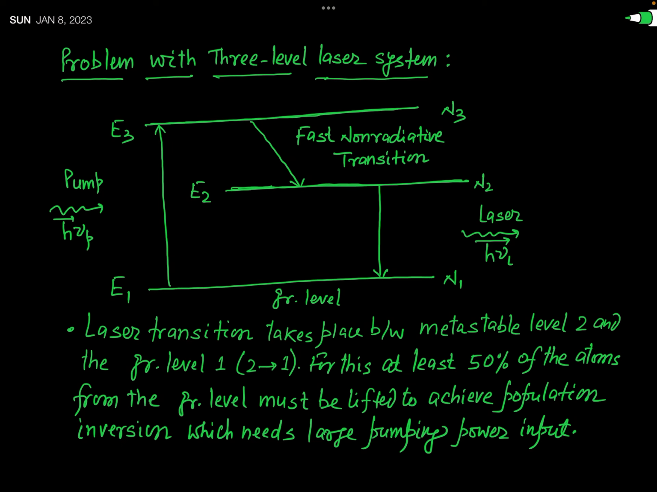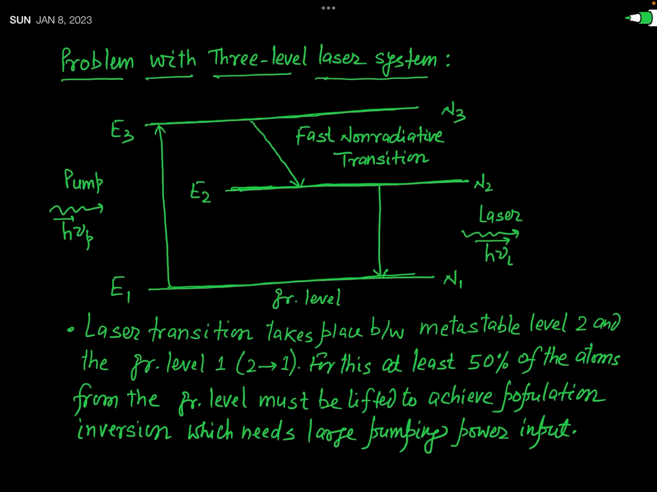But when we deal with the four-level laser system, you will see that the laser transition takes place between two excited levels. Here the laser transition takes place between an excited level E2 and the ground level E1. But in the case of a four-level laser system, the laser transition takes place between two excited levels. And so in that case, there is no need of a very high pumping power.